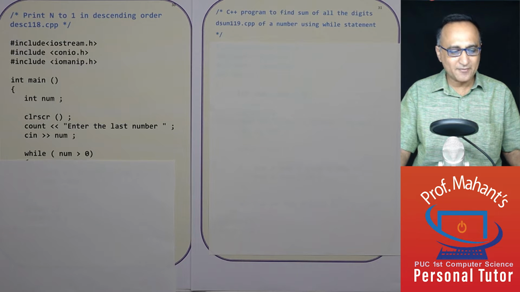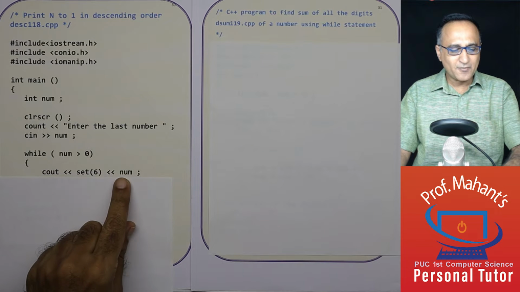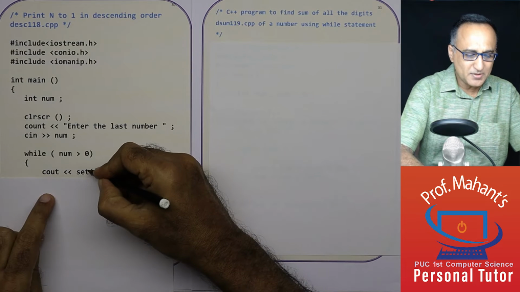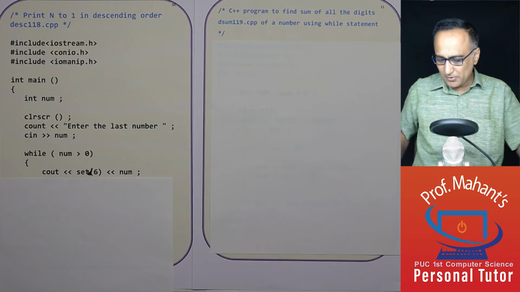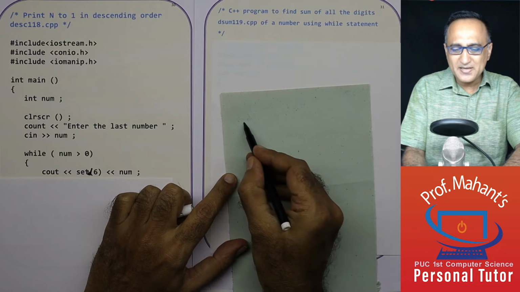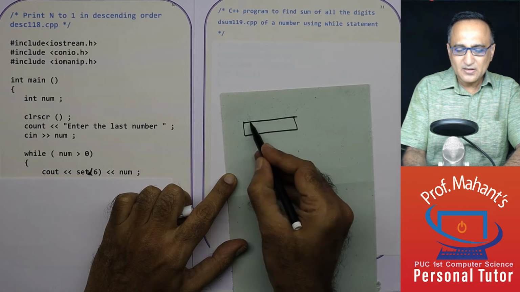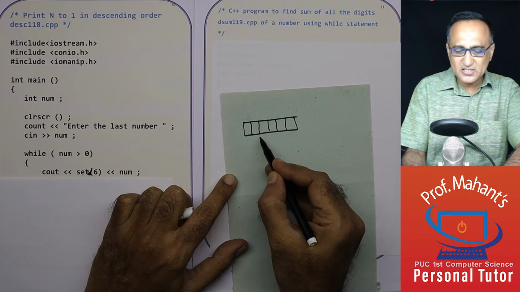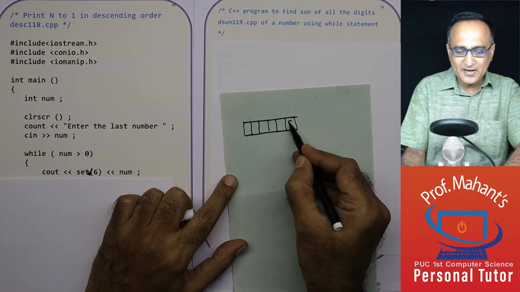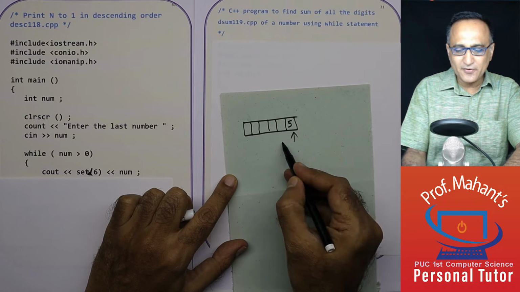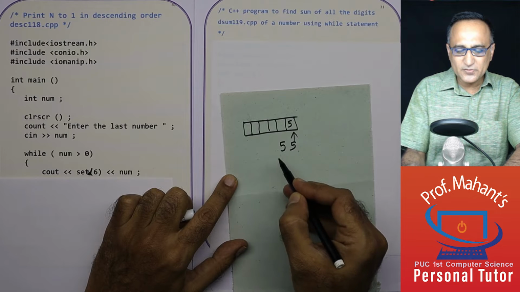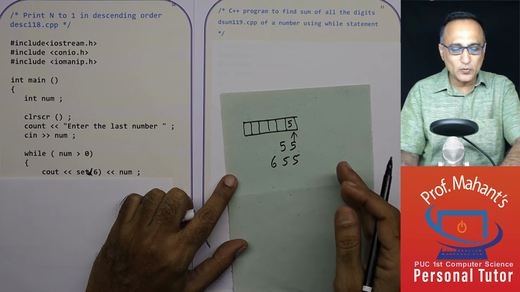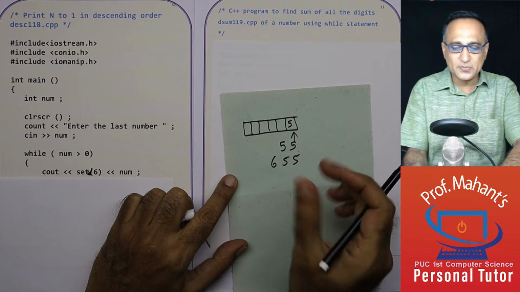Let's say our number is 5. I am going to print 5 here. This is setw, not set. All right. This setw is nothing but set width. What it means is if there are 6 places for your output, 1, 2, 3, 4, okay, this is 6 places. So it will print 5 to the right like this. If it is 55, it would have printed like this. If it was 655, it would have printed 655 like this. So it will start printing from right to left in a block of 6 spaces.